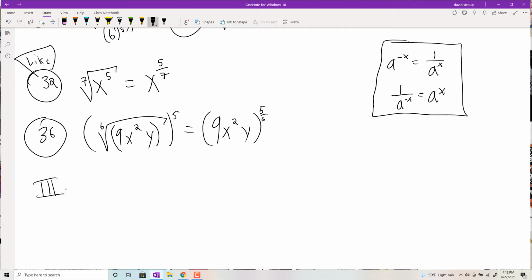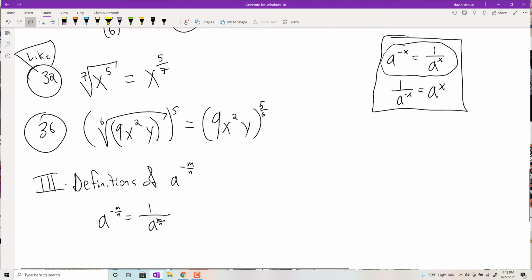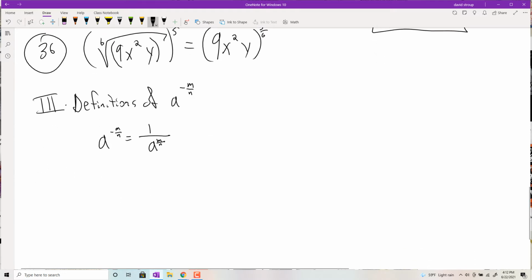We have to revisit them now that we have the fractions, and so that's where we are. Anyways, the definition of a to the negative m over n is just like I was saying. A to the negative m over n, you're going to drop it to the denominator of the fraction and then change the sign of the exponent. So it's 1 over a to the positive m over n.